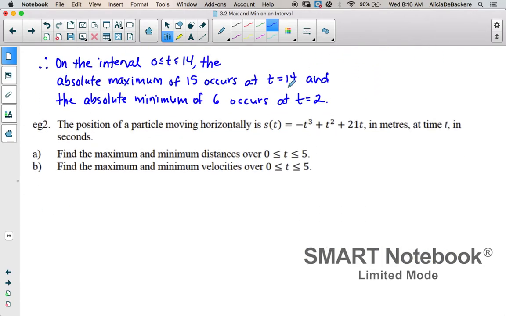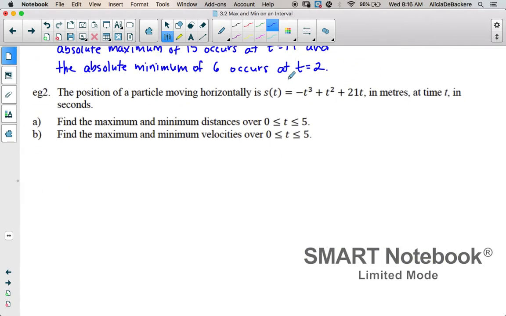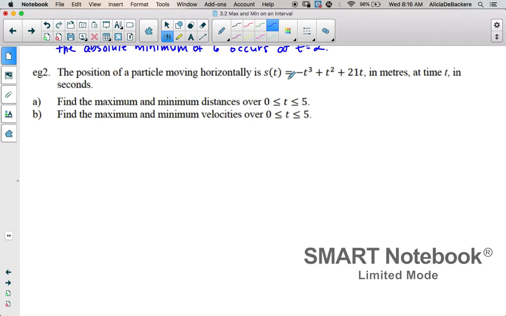All right, in example 2, we're going to look at a word problem. This time we're looking at the position of a particle moving horizontally is given by s at t, and s at t is a cubic function. s is in meters, and the time t is in seconds. We're going to find two different things here. First, we're going to find the maximum and minimum distances. So whatever I'm maximizing or minimizing, that's the thing I want to take the derivative of.